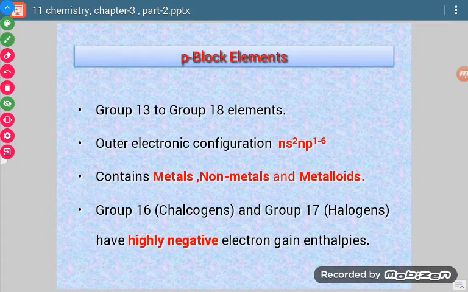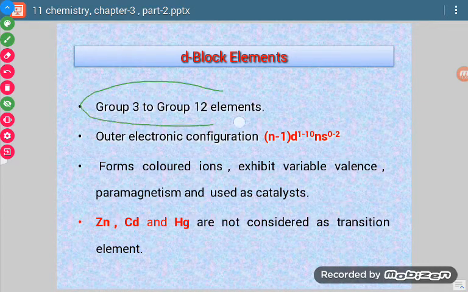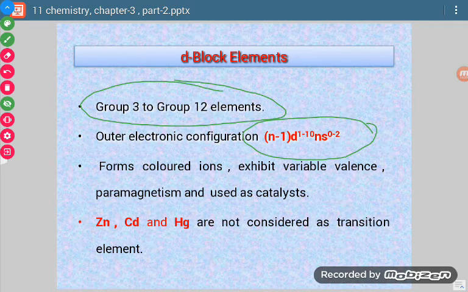Okay, so these properties are to be remembered for p block elements. Similarly, d block elements. Now see, d block elements have these groups, group 3 to group 12, and their valence shell or their general electronic configuration is (n-1)d 1 to 10, ns 0 to 2. So what does it mean? That n is the maximum value in the electronic configuration.